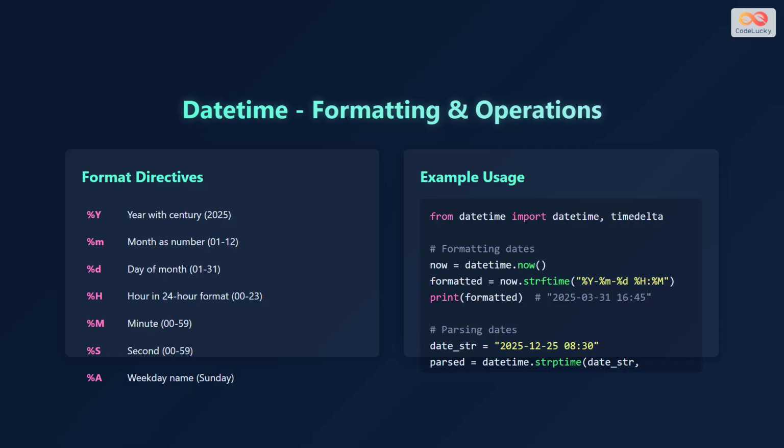Here's an example of how to use these directives. After importing the necessary classes from the datetime module, you can format a datetime object into a string using the strftime method, passing a format string that includes the desired directives. You can also parse a string into a datetime object using the strptime method, passing the string and the format string that matches the string's format.